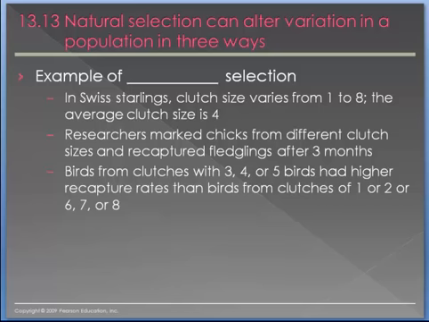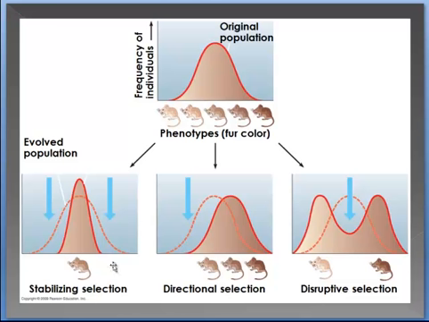And so what type of selection would cause this? Well, if you guessed stabilizing selection, you are correct. Don't forget, stabilizing selection selects for those individuals that are the intermediates. And because birds with clutches 3, 4, or 5 are around the average clutch, between 1 and 8, they are the intermediates. And so as you can see, this would be stabilizing selection.